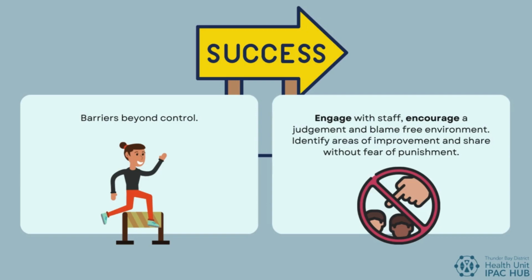During the auditing process, it's important to engage with staff, encourage a judgment and blame-free environment where they are able to identify areas of improvement, and share without fear of punishment. In speaking with staff, you may come to realize that a particular staff member has already asked management, environmental services, or possibly another staff to fill the empty dispenser, and yet it hasn't been completed. In this scenario, encourage collaboration across disciplines to identify unsafe practices and seek and facilitate resolutions to the problems identified.